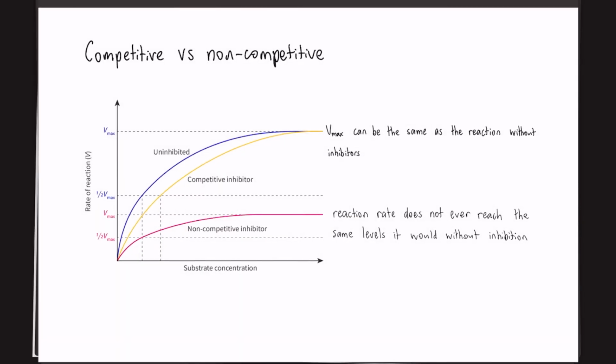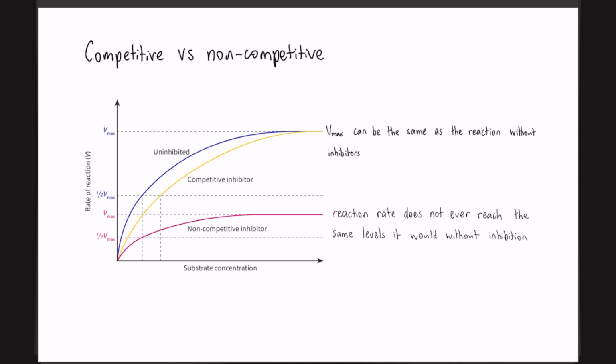Going forward into more comparisons between the two, on this page we have a graph showing the rates of reaction for uninhibited, competitively inhibited, and non-competitively inhibited reactions. The y-axis shows the rate of reaction and the x-axis shows the substrate concentration. So we see that for competitive inhibition, as substrate concentration increases, the maximum rate of reaction can eventually become the same as it is without the inhibitor. And this is because there will eventually be more available substrate than inhibitor.